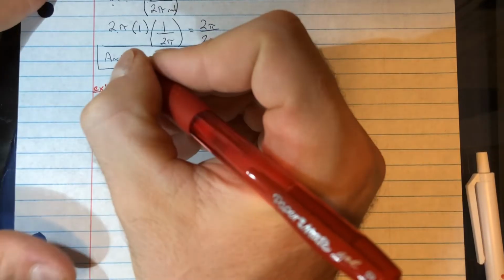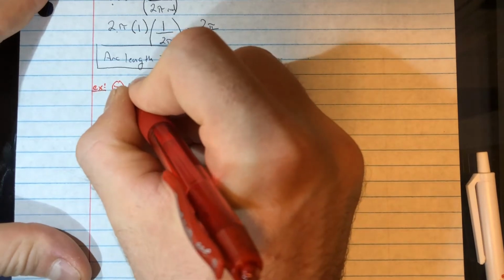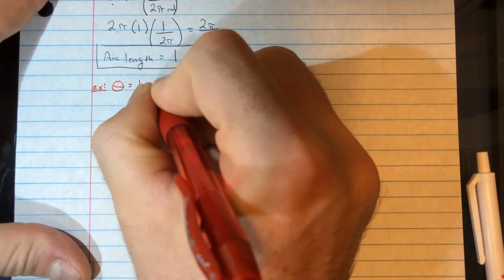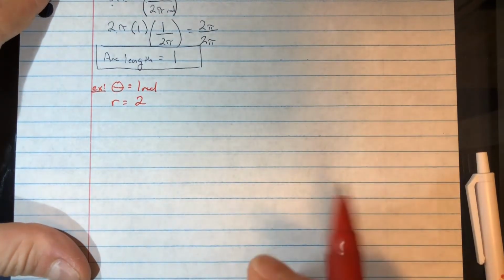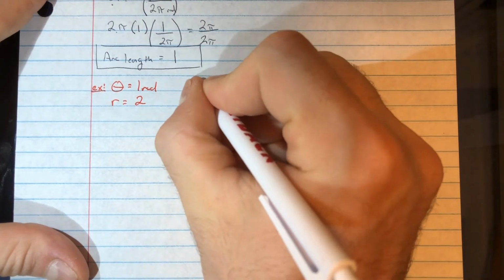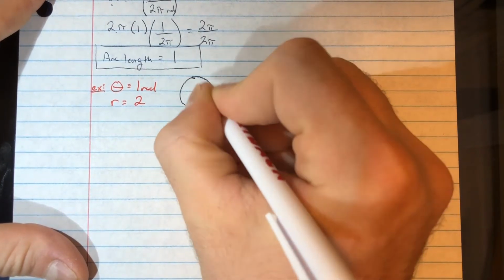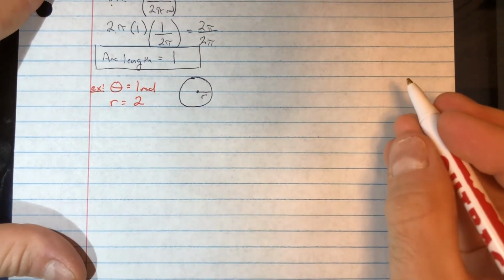Let's do another example, except this time, let's increase our radius. Let's say I still have an angle of 1 radian, but this time my radius is equal to 2 units, which means let's go ahead and draw ourselves a sketch. I'm going to save some space and draw it a little smaller this time. I have this, and my radius is 2.